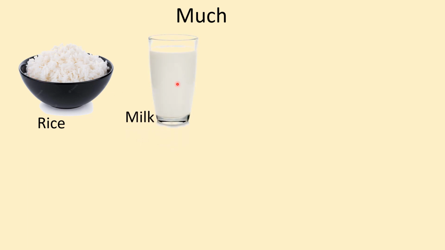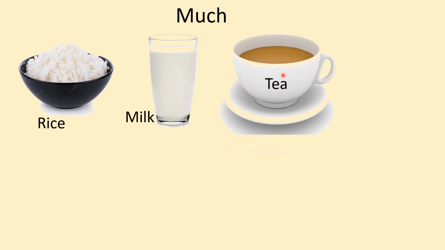Milk. When you look at this glass of milk, you see that there is milk inside it. You cannot count the milk. So you say much. You use the word much. How much milk do you want? Tea. In this cup of tea, we cannot count it. So you use the word much. How much tea is in this cup?